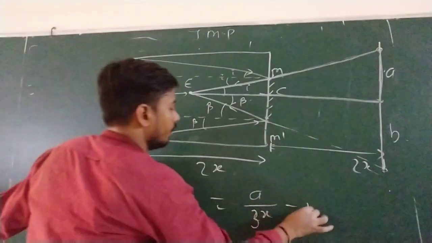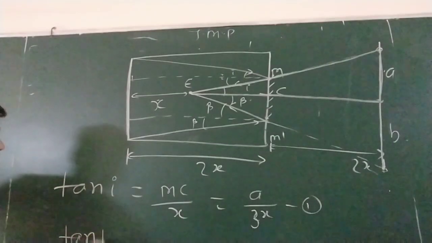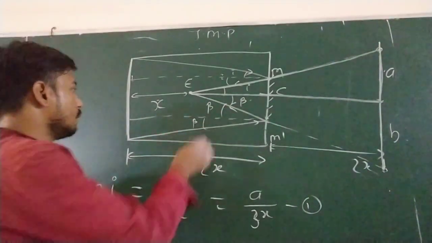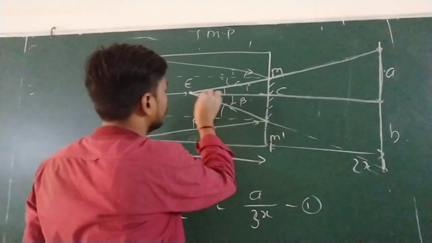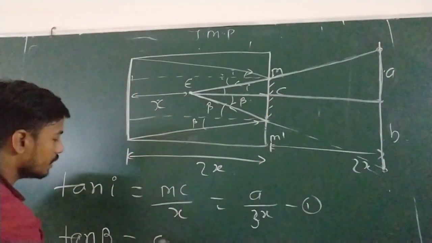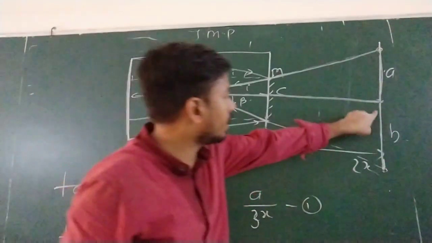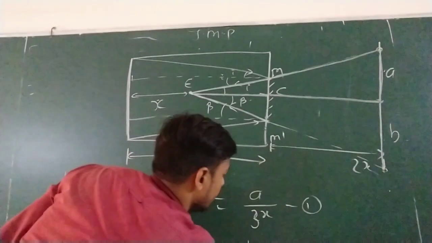Okay, similarly we can write, suppose this is equation first. From here we can write tan beta in this smaller triangle. Again here is one smaller triangle. So CM dash by x is equal to, this becomes B by 3x.